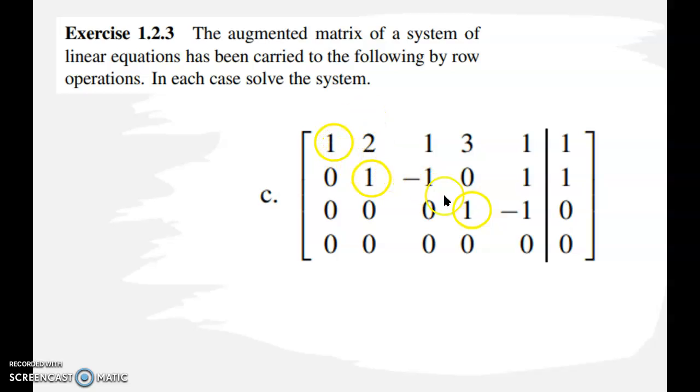We've given you some leading ones with zeros below the ones, and we only have 4 equations, but we have 1, 2, 3, 4, 5 variables. Now when I write them, I write x sub 1, x sub 2, x sub 3, etc. But when I speak, I just call them x1, x2, x3 because I'm lazy.